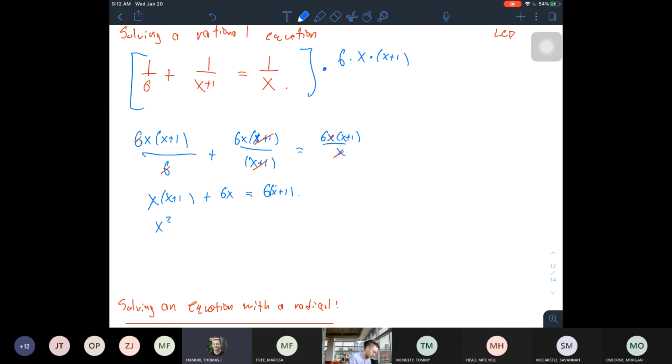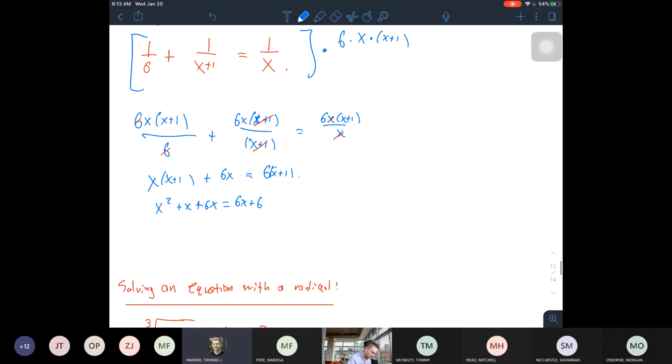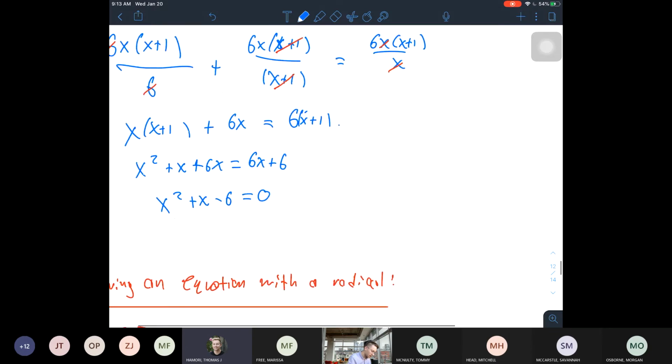Let's expand it out. We get x squared plus x plus 6x equals 6x plus 6. This looks like it's going to be quadratic. We should move everything to one side. So we'll subtract 6x from both sides. We'll get x squared plus x. And then I'll subtract that 6 over to the other side as well. Minus 6 equals 0. This is quadratic.